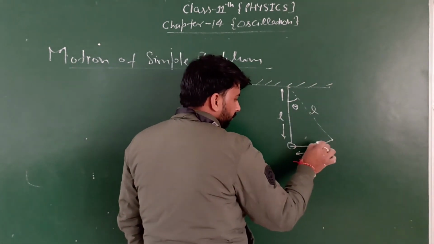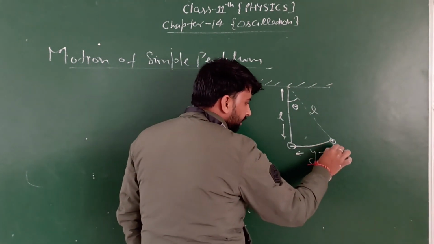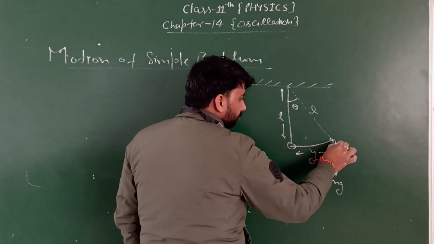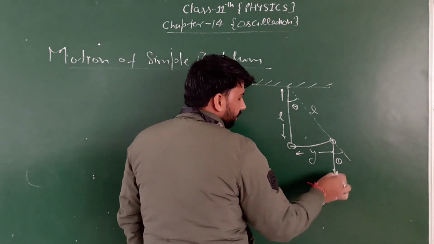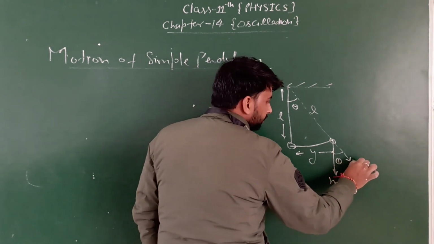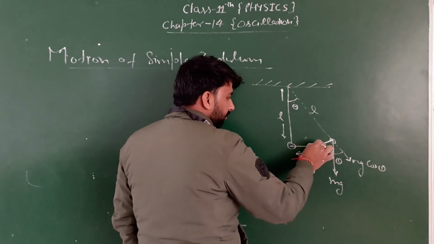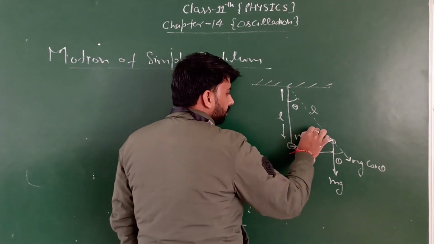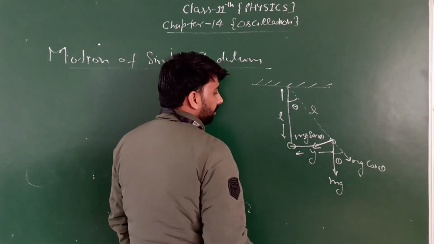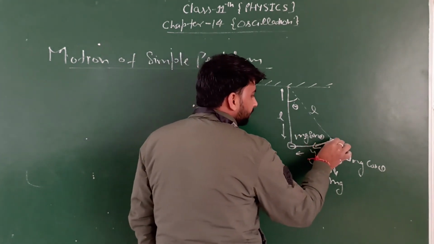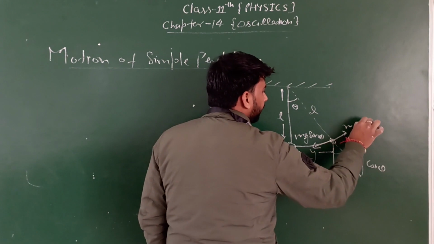The weight of the bob acts in the downward direction, mg. This angle is theta, so this is also theta. The component of weight along this axis is mg cos theta, and along this axis is mg sin theta. Now as the bob of the simple pendulum moves in this direction, acceleration ma is generated in this direction.